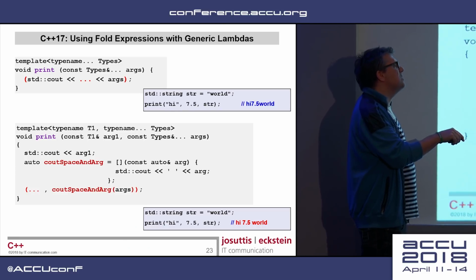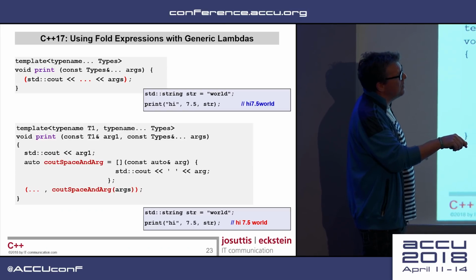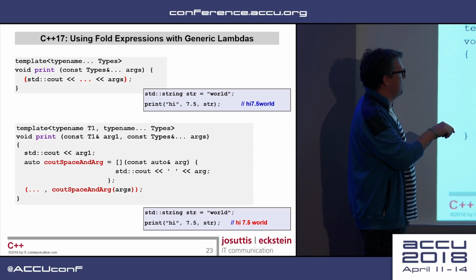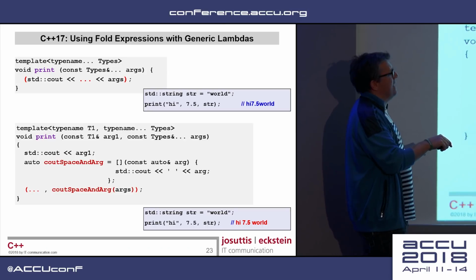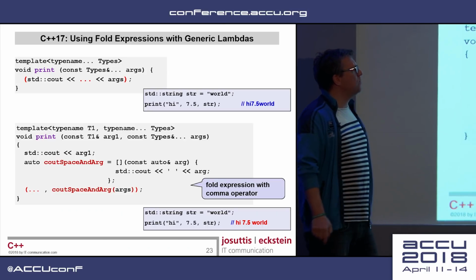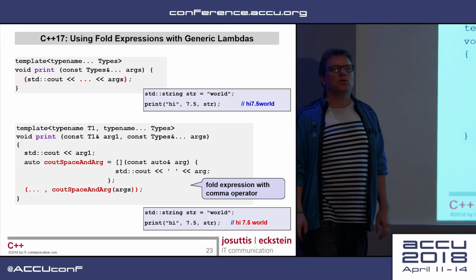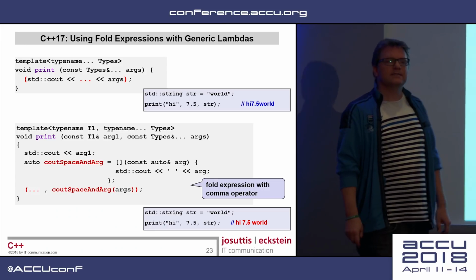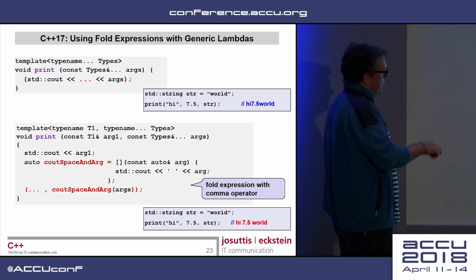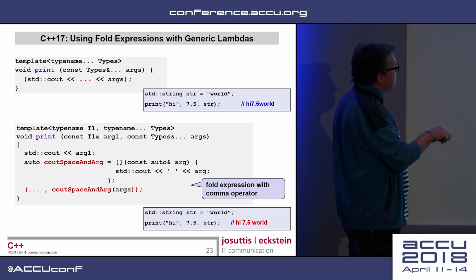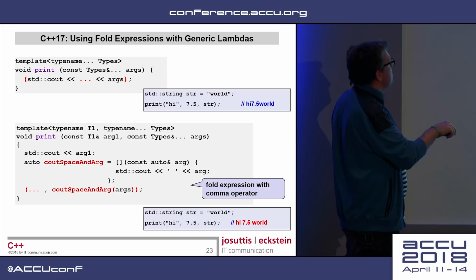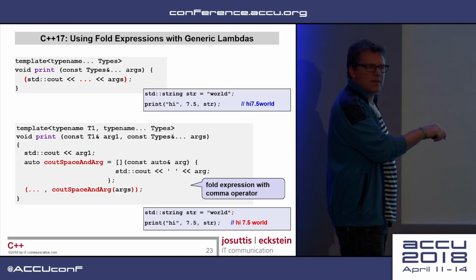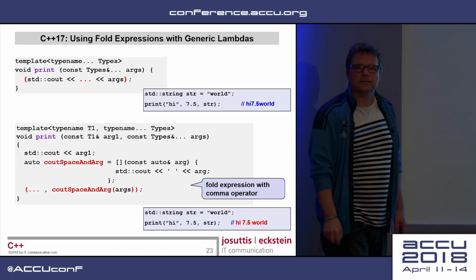So this is a slightly different approach. The lambda is taking the argument and printing the argument and the space before. So therefore, it's cout space and then argument. And here we use again a fold expression. And this fold expression is using application of the comma operator. So we are here calling one after the other an application of, for each template argument here, an application of this lambda for all the arguments, comma separated with a semicolon at the end.